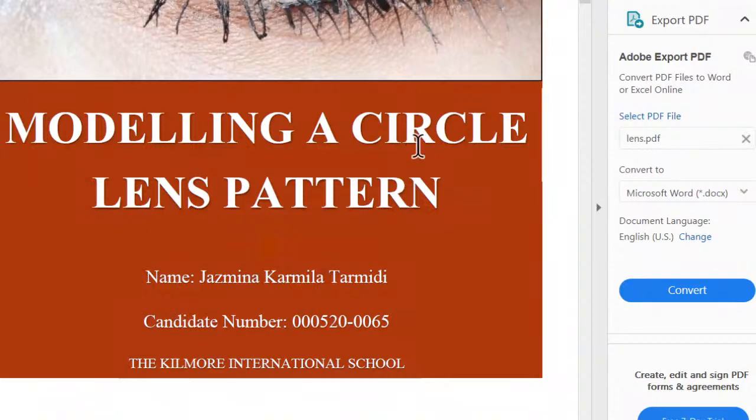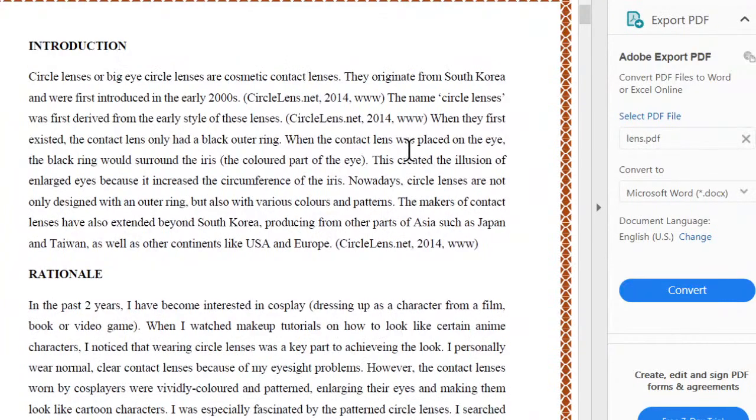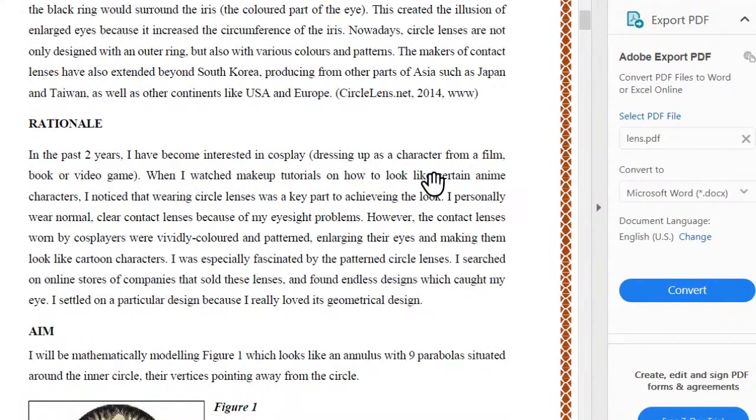This is about modeling a circle lens pattern. Background. Rationale. Become interested in materials. Okay. However, content is and patterns. Okay. I searched online for sources of companies that sold these lenses.